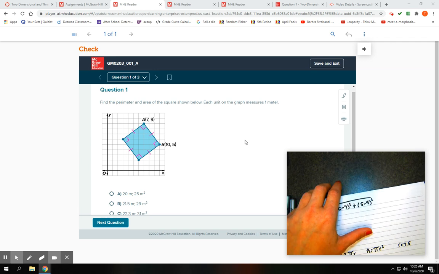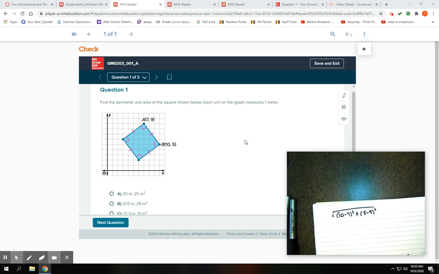So we know we've got a square, which means that all we have to do is find the distance of one of the side lengths, and we can find the area and the perimeter. So I've got the distance formula. I've set it up. So my changes in my x and the changes in my y's. 10 minus 7 is 3. 5 minus 9 is negative 4. 3 squared is 9. Negative 4 squared is 16. 9 and 16 is 25. So the side length of our square is 5.